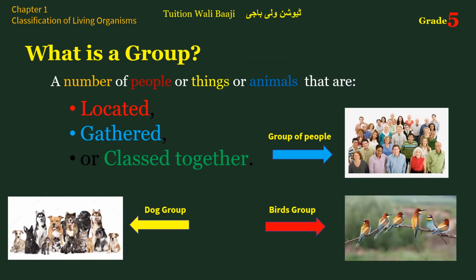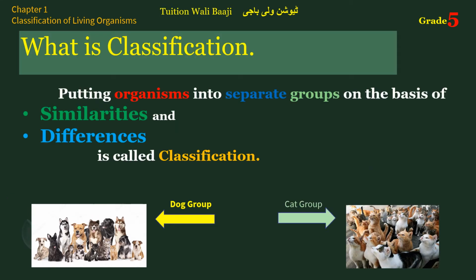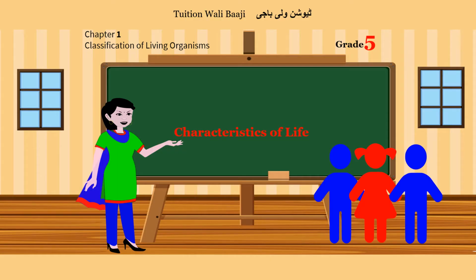What is a group? A number of people or things or animals that are located, gathered, or classed together. For example, a group of people, a group of dogs. What is classification? Putting organisms into separate groups on the basis of similarities and differences is called classification. Now I discuss characteristics of life.